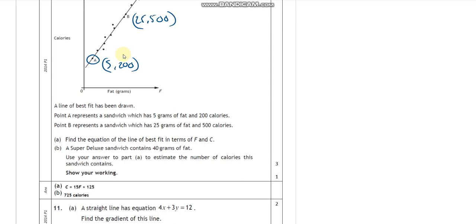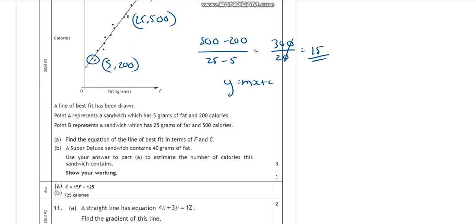And then we do the same again. What's the gradient? Getting onto the gradient y2, take away y1, divided by x2, take away x1, it's 300 divided by 20, cancel the zeros, gradient of 15, quite a steep line. So y is equal to mx plus c. You see I'm a wee bit lazy now. I've not labelled up my points. I've just gone straight for gradient and then equation.